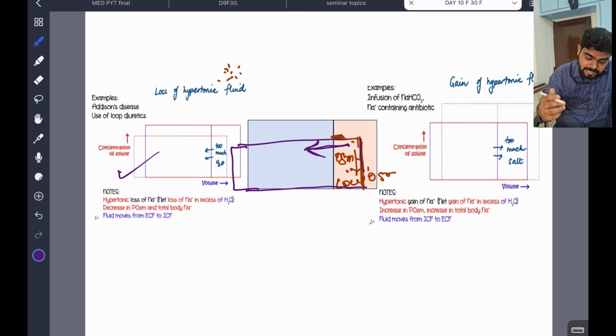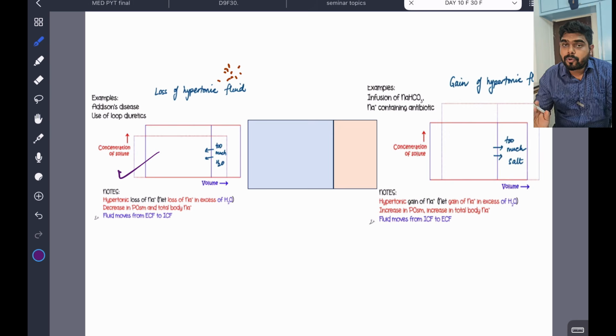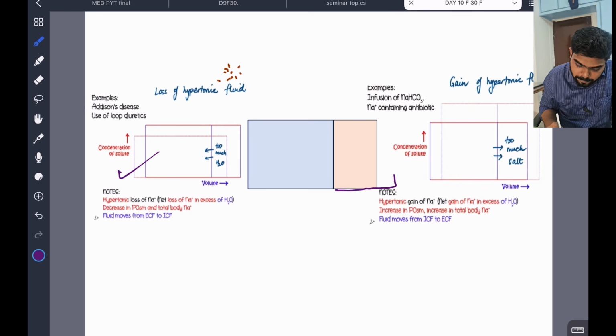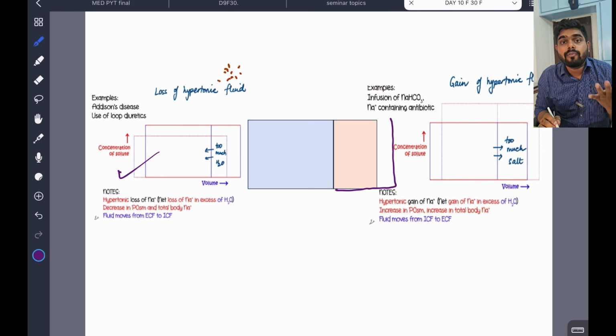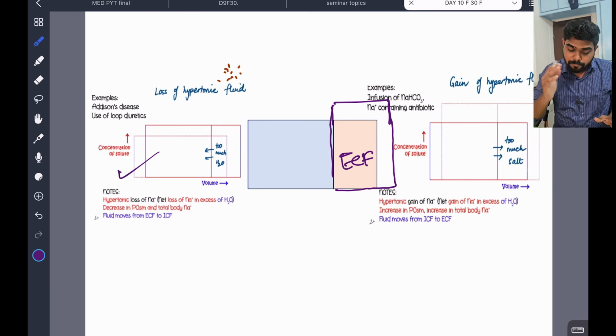Clear? Now same scenario we will see with gain of hypertonic fluid. Definitely gain of hypertonic fluid. So gain means the volume increases. Definitely hypertonic volume, hyperosmolar volume increases. That means the concentration, osmolarity, also increases. Clear. So ECF hypertonic fluid intake, gain means volume increased, osmolarity also increased.